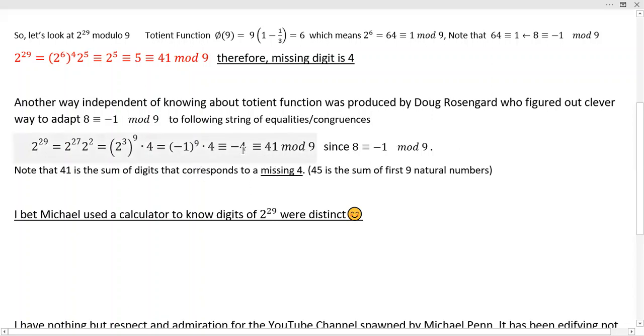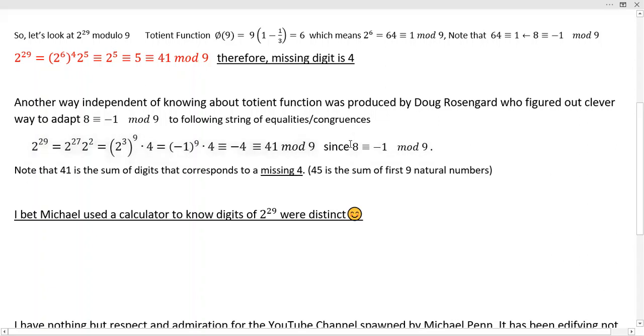Well, -4 is also congruent to 41. In fact, it's a multiple of 9 away from 5, which I was talking about earlier. But in any event, the very same thing happens, and for the very same reasons. This results also in the missing digit being 4. Okay, and again, parenthetically, I put 45 as the sum of the first 9 natural numbers. And I wrote out here, it happened because 8 is congruent to -1. And again, that's where Doug started. He just noticed this, and he strung this thing together without having to think about Totients or anything like that.